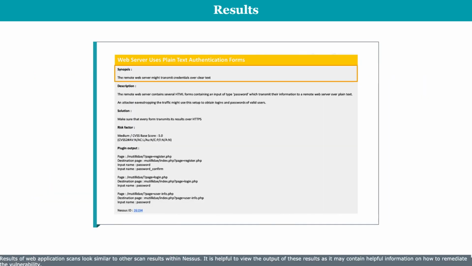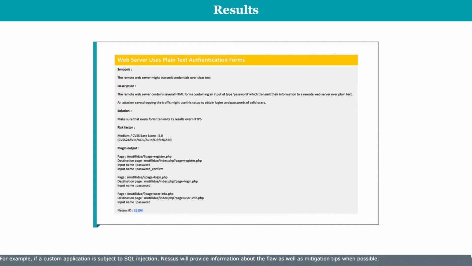Results of web application scans look similar to other scan results within Nessus. It is helpful to view the output of these results, as it may contain helpful information on how to remediate the vulnerability. For example, if a custom application is subject to SQL injection, Nessus will provide information about the flaw as well as mitigation tips when possible.